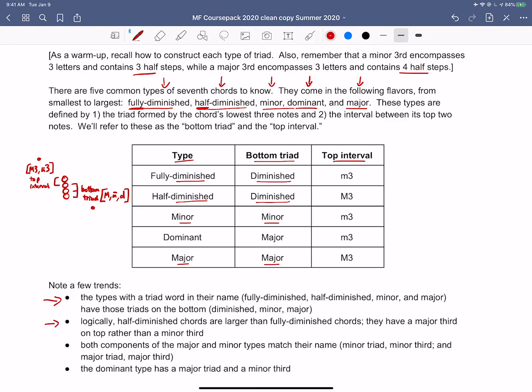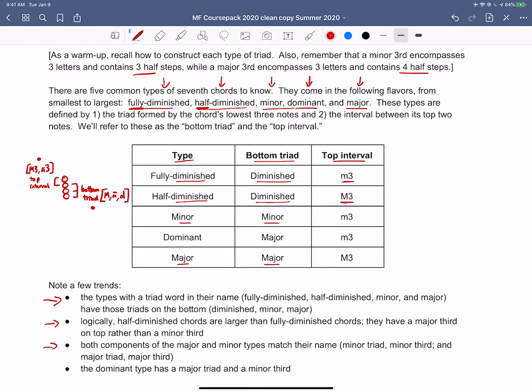Now, as we mentioned when we were talking about the list, half diminished chords are larger than fully diminished chords, and we talked about how their wording reflects that. And even though both of them have a diminished triad on the bottom, the larger one, the half diminished, has a major third on top, whereas the smaller one has the smaller kind of third on the top. All right, so that's also pretty easy.